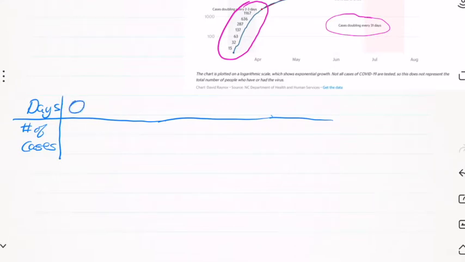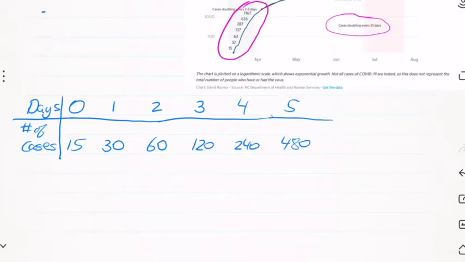So on day 0, let's let there be 15 cases. On day 1, let's double it. On day 2, let's double that. On day 3, let's double that. And so forth and so on. And we can stop there. And you can kind of see that after 5 days, we went from 15 cases up to 480 cases. And that's pretty close to what the data is showing us.